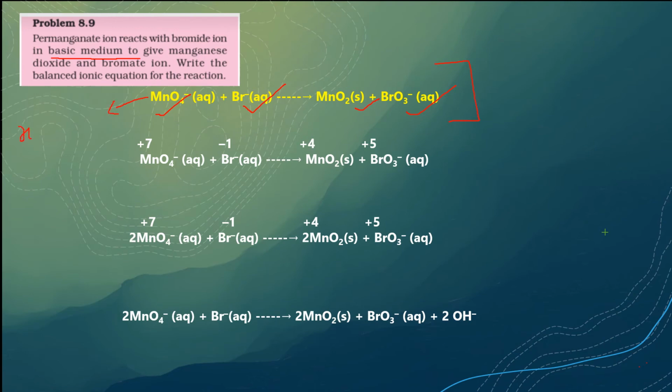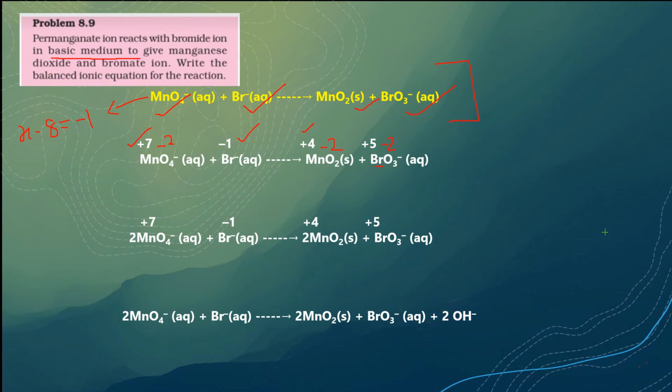Suppose we take it X, and for oxygen it is -2. So there are 4 oxygens, it becomes -8, equal to -1, because on permanganate ion there is 1 negative charge. So X comes out to be 7. For Br minus, it is -1 already. For MnO2, I'll do the calculation in the same manner. I'll get +4 here. For oxygen, it is -2. For BrO3 minus, this Br, it is +5. And for oxygen, it is -2. So I have written the oxidation state of all the elements in their respective compounds or ions here.